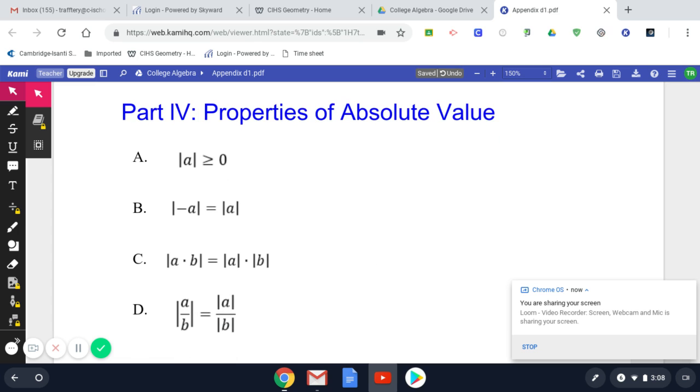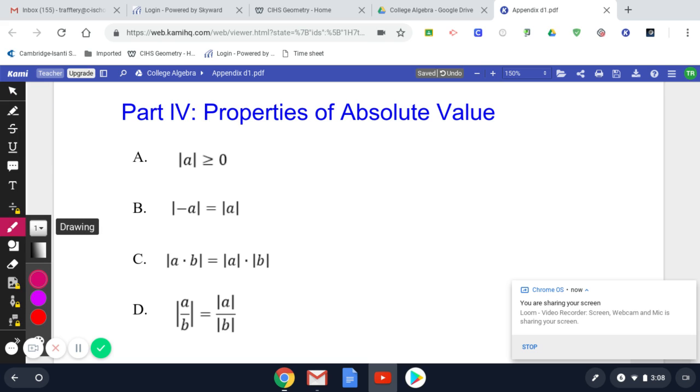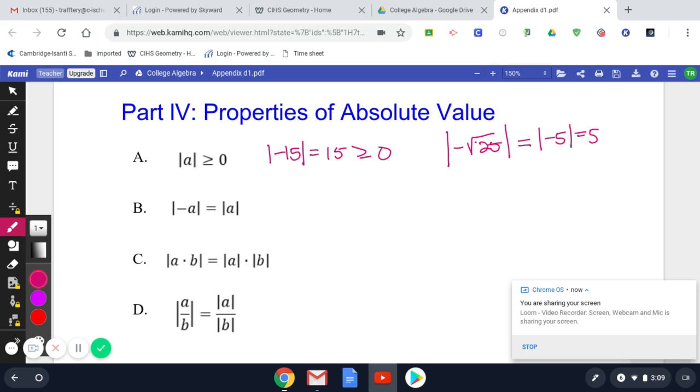The properties of the absolute values. When we think about absolute value, we really think about the idea of distance. So the absolute value of a is always greater than or equal to 0. For example, if I did the absolute value of negative 15, that's going to equal 15, which is greater than or equal to 0. If I did the absolute value of the square root of 25, then this is the absolute value of negative 5, which is 5, which is still greater than or equal to 0.